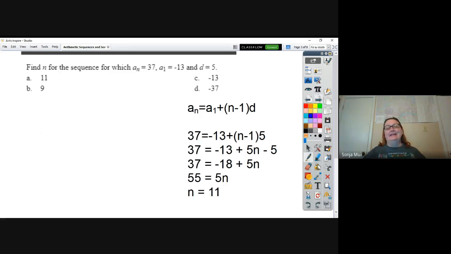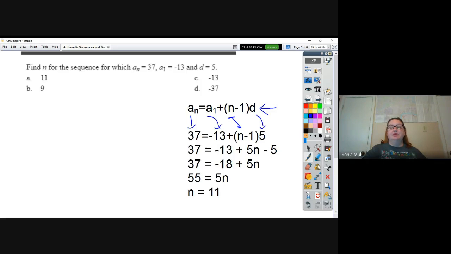Okay. Find n. Now I'm finding n for the sequence where a sub n is 37, a sub 1 is negative 13, and d is 5. So I'm given the nth term, and this is the formula for the nth term. So I plug it in: a sub n is 37, a sub 1 is negative 13, d is 5, and n is what I don't know. And then it's just an algebra problem.